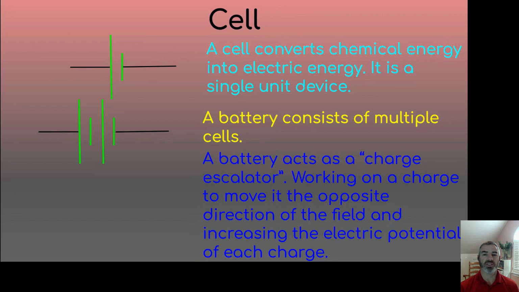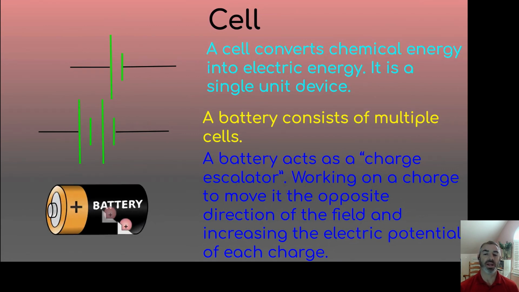But what the battery does, it acts as a charge escalator. It's working on the charge to move it in the opposite direction of the field, and it increases the potential of each of the charges. So we see the battery just lifts the positive charge from the negative end of the battery to the positive, moving it in the opposite direction due to that chemical reaction that occurs inside the cell.